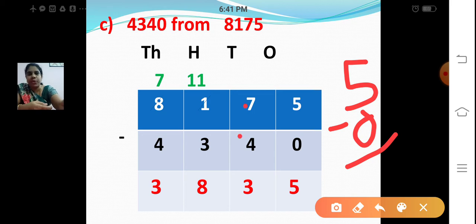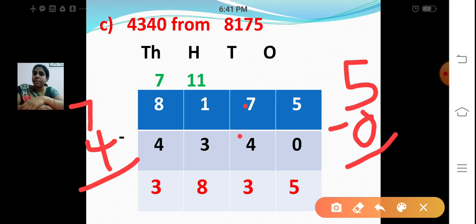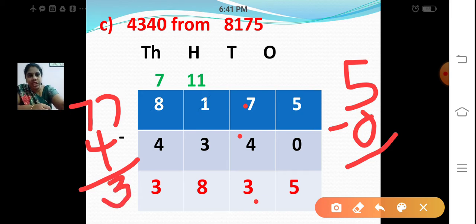7 minus 4. We are going to subtract the 7 tens minus 4 tens. 7 minus 4. Start from number 4. Count forward till you reach 7. After 4, 5, 6, 7. 7 minus 4, 3. So 3 tens. 7 minus 4, 3. Now let's move on to the hundreds place.